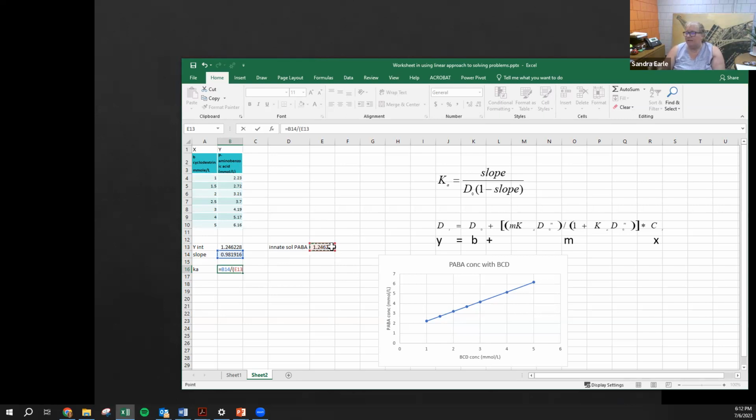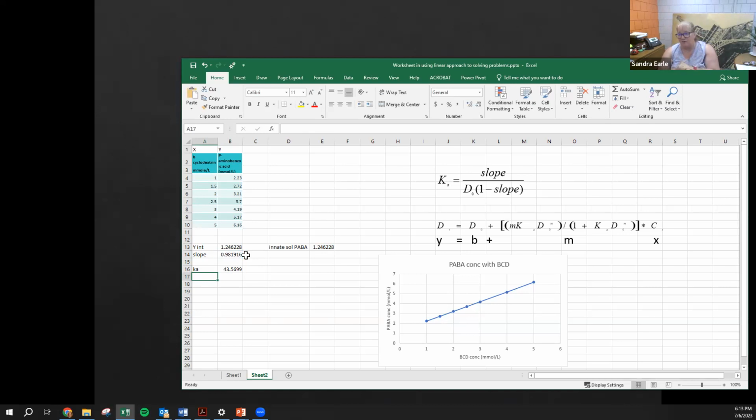Okay, and then that's going to be times, the way you do times in Excel is with an asterisk. So times, and then the quantity 1 minus slope. So we go back to this number again, don't we? And then we close that parentheses and close that parentheses, and then we have our Ka. So our Ka is 43.5699.